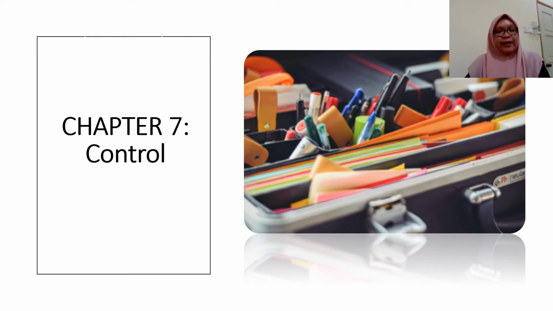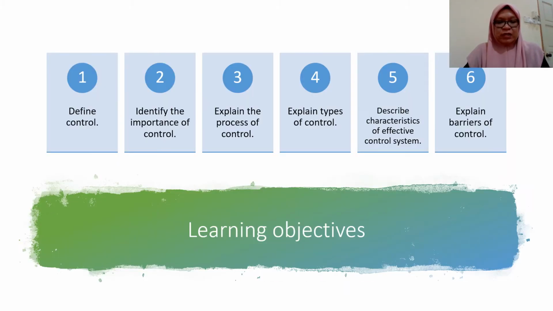Assalamualaikum. So this is the second video for chapter 7, controlling. In the first video we already covered the definition of control. We know the importance of control and also the process of control. So in this video, we'll continue with objectives 4, 5 and 6.